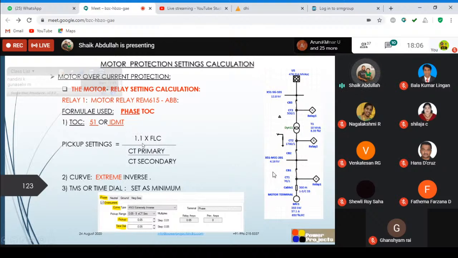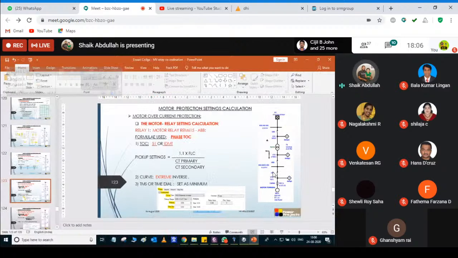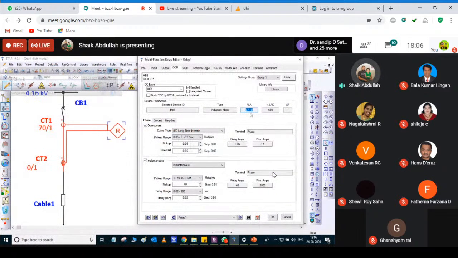Pickup setting agreement: we have to add 1.1 times your full load current divided by your CT primary and CT secondary. In our case, my full load current is 57.1 into 10% you are adding, divided by your CT ratio of 70 divided by 1. So my pickup setting is nothing but 0.897.